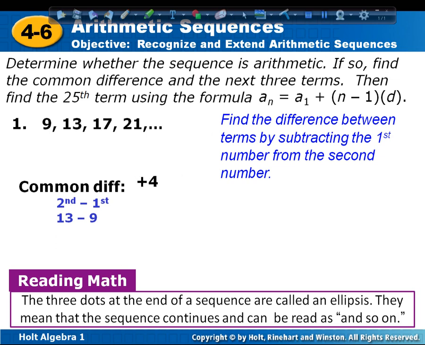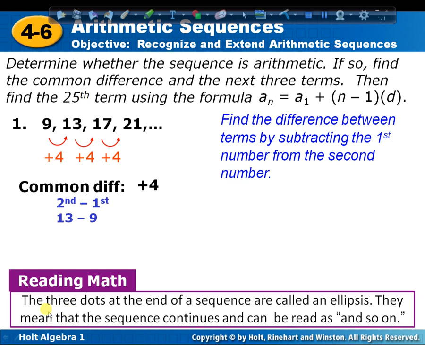If this is an arithmetic sequence, first we have to determine if it is. So the common difference is plus 4. So I need to make sure that that works. So I say 9 plus 4 and I get 13. 13 plus 4 gives me 17. 17 plus 4 gives me 21. So this is an arithmetic sequence because I'm adding the exact same number each and every time.